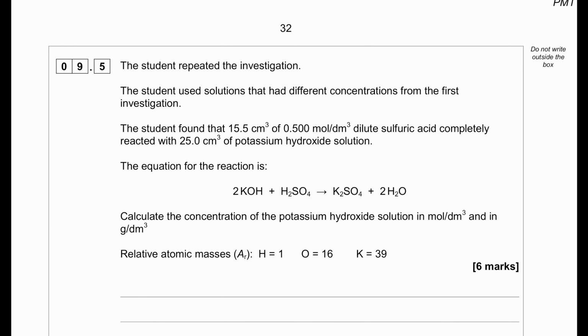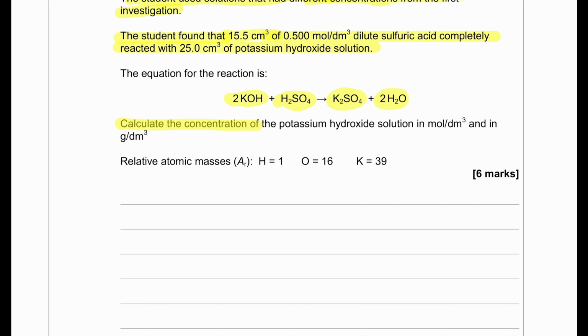The student repeated the investigation. The student used solutions that had different concentrations from the first investigation. The student found that 15.5 cm³ of 0.5 mol per dm³ dilute sulfuric acid completely reacted with 25 cm³ potassium hydroxide solution. Potassium hydroxide, sulfuric acid, potassium sulfate, and water. Calculate the concentration of potassium hydroxide solution in mol per dm³ and in g per dm³.